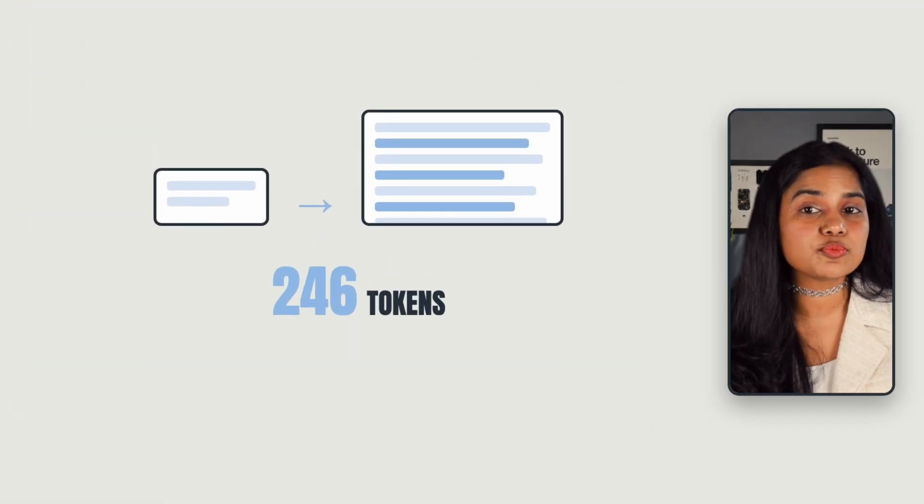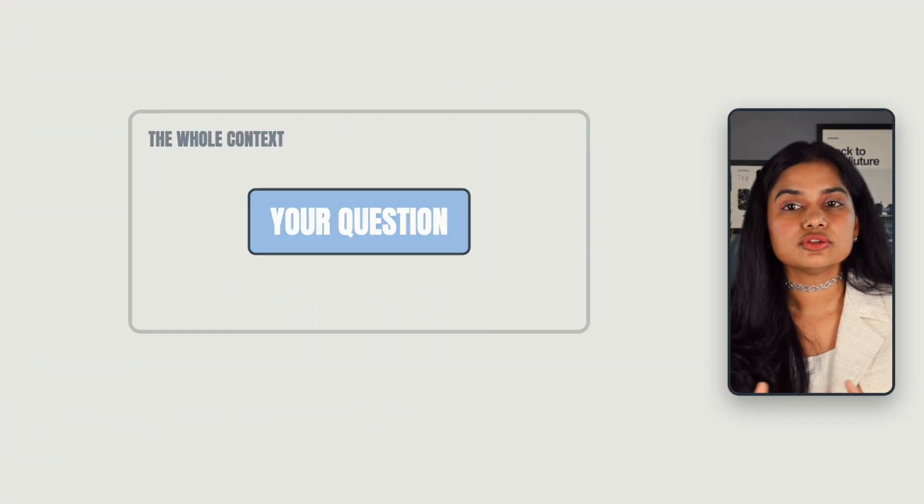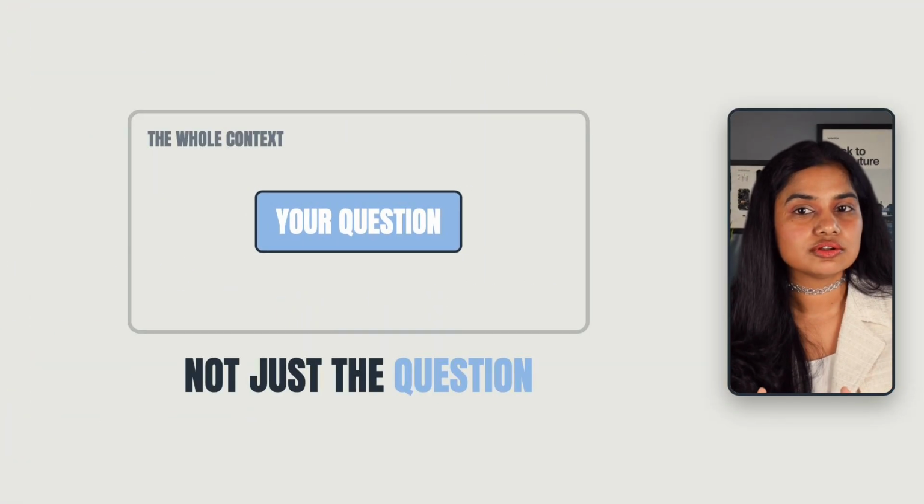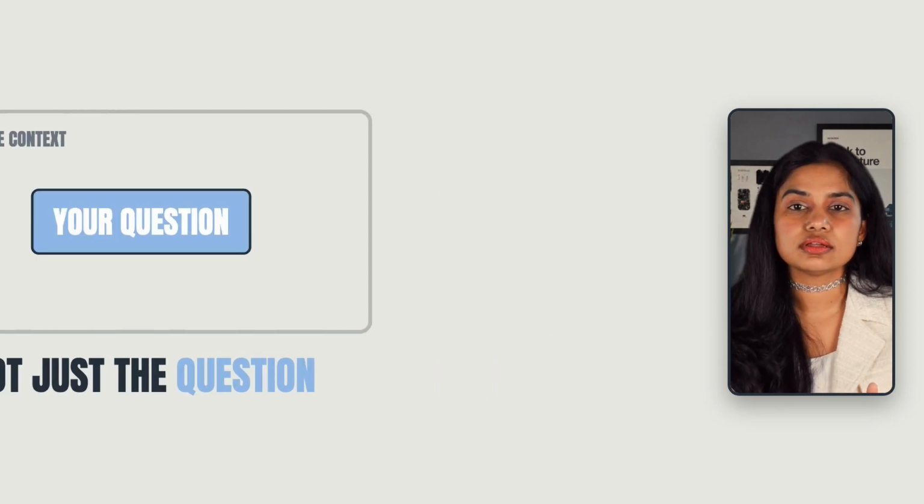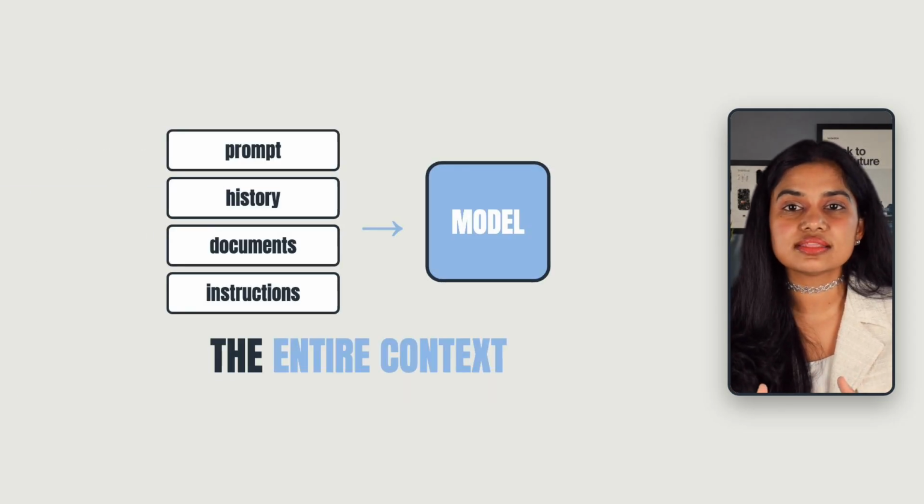For example, asking for a one sentence answer is very different from asking for a 2000 word report. The longer the output, the more tokens are involved. So if you're trying to reduce cost, don't just look at the question you're asking. Look at the entire context that's being sent to the model. And that leads us to the biggest source of wasted tokens.